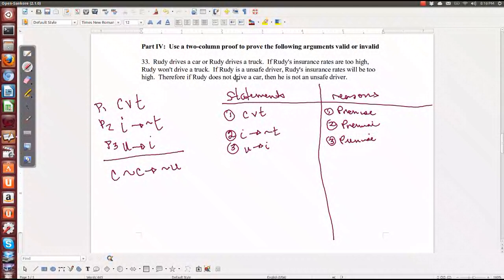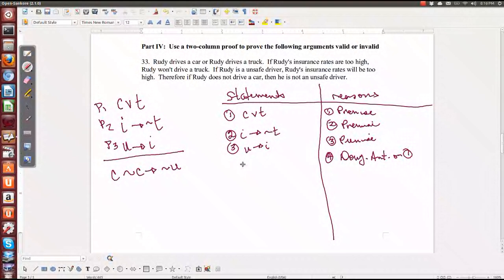And the first thing that caught my eye when I was reading this was the word "or." The thing is, when I see that word "or," I'm thinking to myself, hey, that's a disjunction. I can't use disjunctions in a two-column proof. I need to change it to a conditional. And the tool we have to change disjunctions to a conditional is denying the antecedent. So I want to do denying the antecedent on step 1.